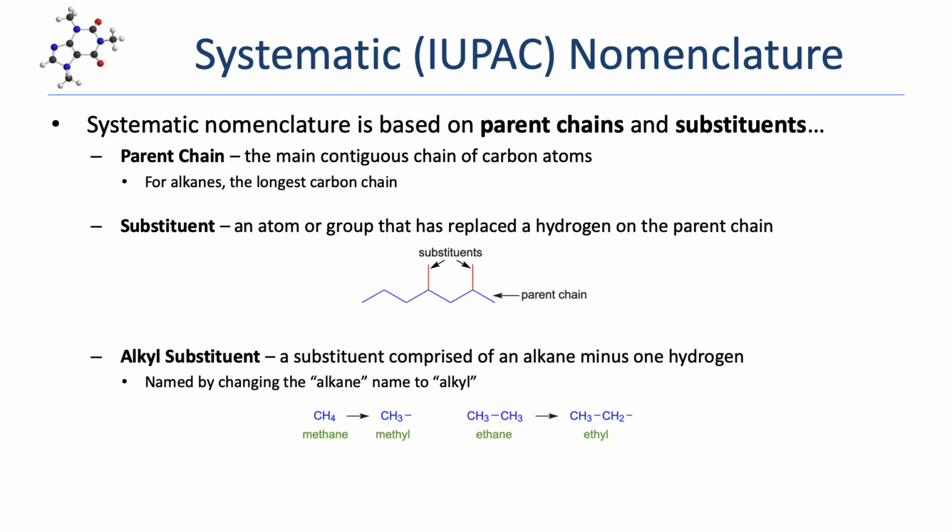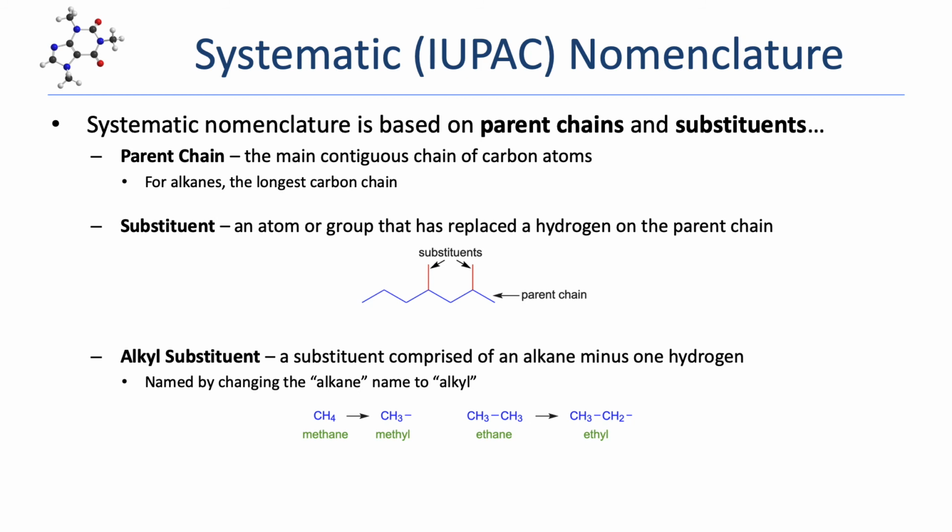Then we have these 2 other chunks in red that are attached to it. Those are substituents. If those were hydrogens, then we would just have that 7-carbon chain. But those substituents introduce branching to the molecule in this case. But they're not hydrogens. They are groups that have replaced hydrogens. In this case, CH3 groups, if you think about it. And those CH3 groups are called alkyl substituents.